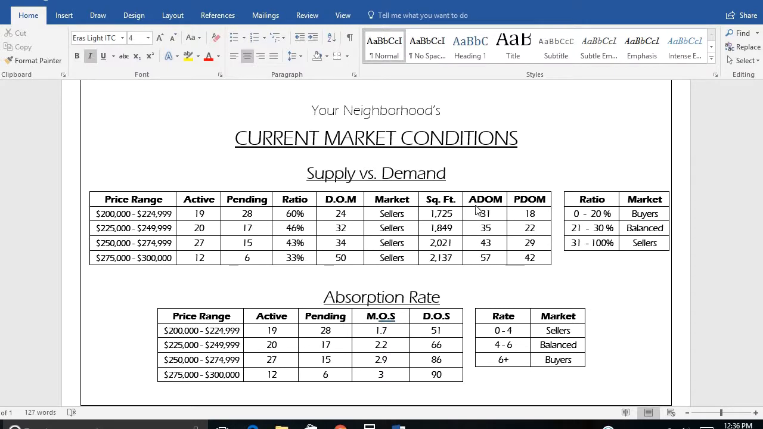So we're going to break those down here with ADOM, which is active days on market, and PDOM, which is pending days on market. Really complicated stuff, yeah? Okay. All right. So that's what the analysis is going to look like in large by the time we're done with it.